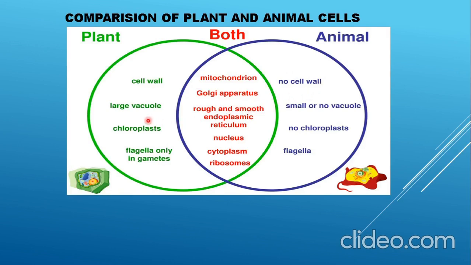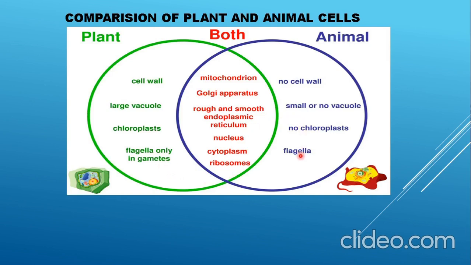Then plant cells, they have a very large vacuole, whereas animals, they have small or almost very insignificant vacuoles. Chloroplasts, which contain chlorophyll, are exclusively present only in plants. The basic character which defines plant is the presence of chloroplast. So that is why they are able to prepare their own food, that is, they can photosynthesize. Animals, they are devoid of chloroplast. Then flagella, if present, it will be only in some gametes.